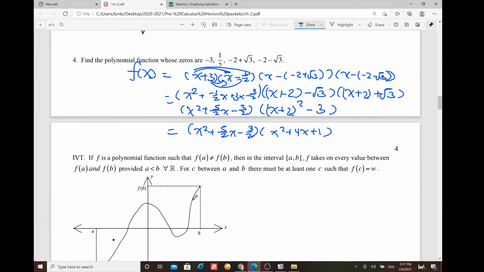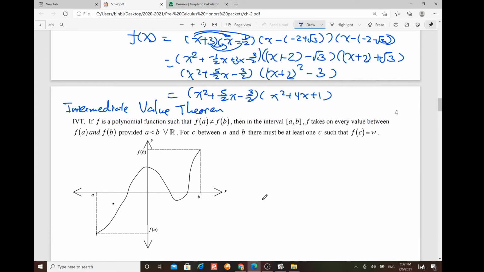And the next one, it's a new theorem. I think we talked about this a little bit in Algebra 2. It's called the IVT, the Intermediate Value Theorem. What this one is saying is that if f of a does not equal f of b, then in the closed interval between a and b, including a and b, f takes on every value between f of a and f of b, provided that a is less than b. So let's say a is negative here, so b is positive.